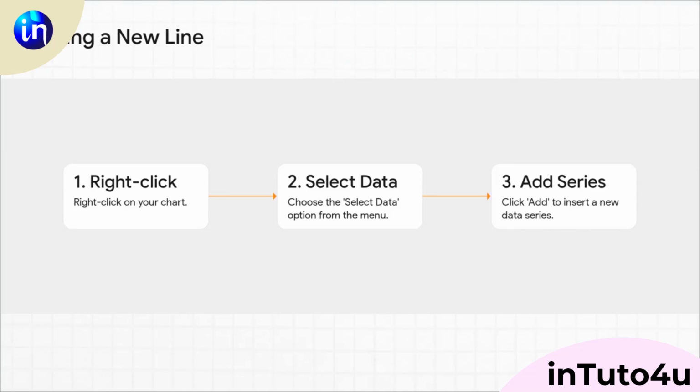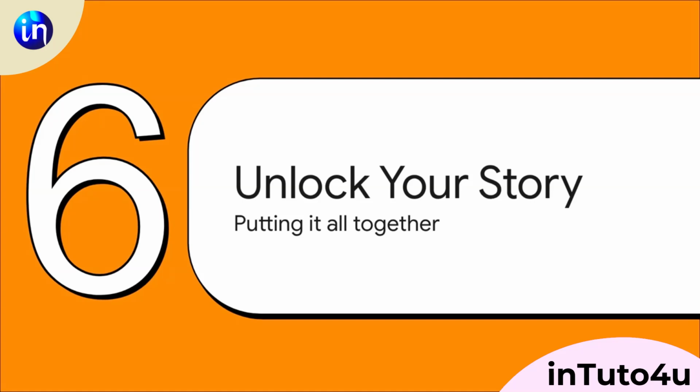You literally just right-click on the chart, go to Select Data, and then click Add to tell the chart where your new column of numbers is. So if you add that Sales for 2026 column, it'll pop up as a 3rd line instantly. It's just that flexible.